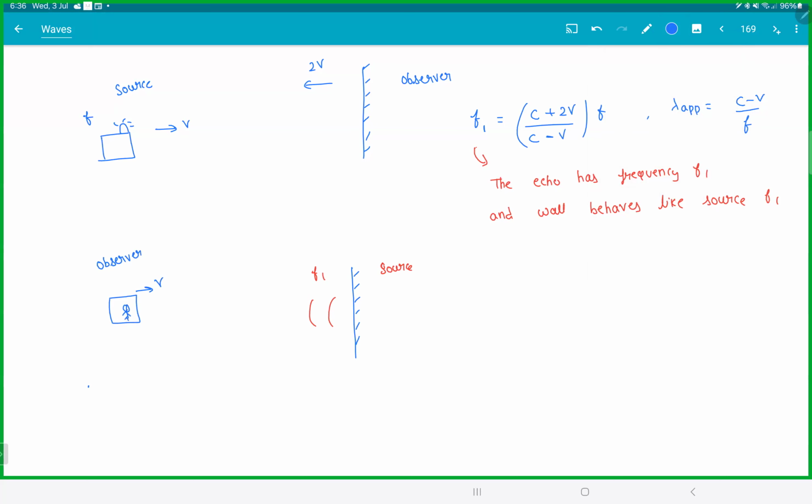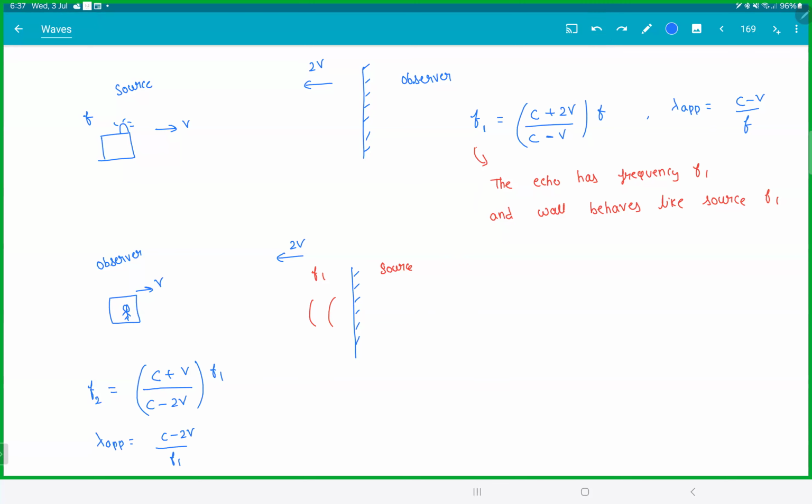Now, if you ask him, what do you hear? He will say, okay, I hear F2, which is C. Now, the observer is going towards the source, so numerator will get plus. So be careful with that. The denominator, the source is also coming towards you. So that will be C minus 2V into F1. Now, don't simplify this. Lambda apparent is C minus 2V by F1. Lambda apparent comes from here only directly. Now, what some people do by mistake, they'll substitute the value of F1 here, then they will try to take the denominator. Don't do that. That will be a goof up.